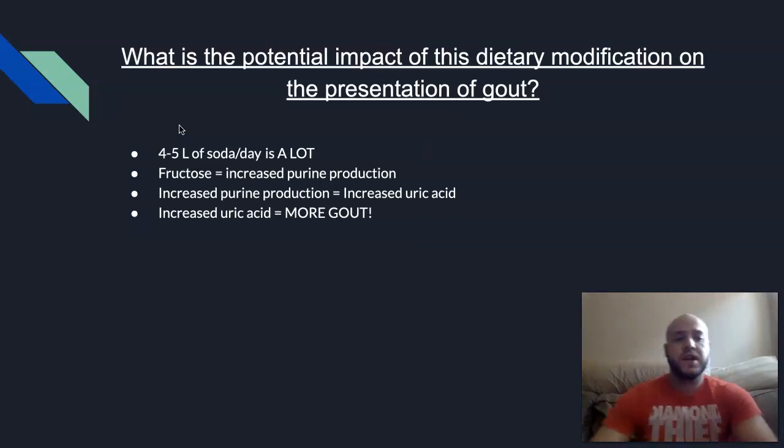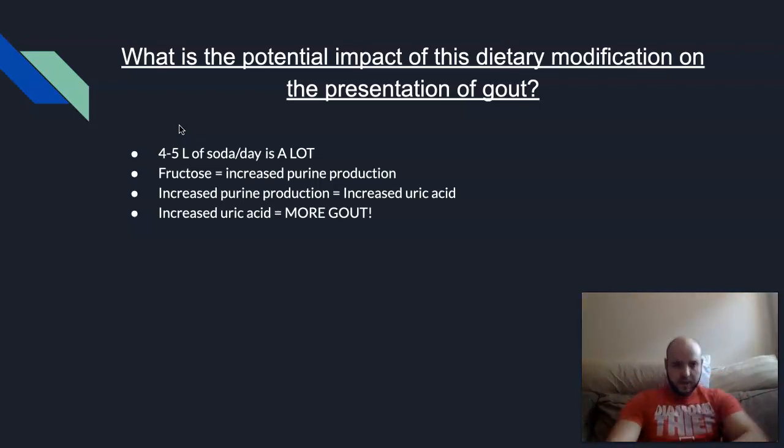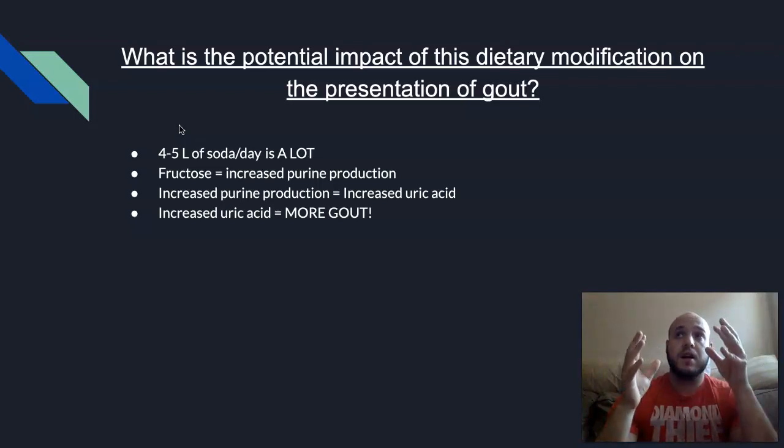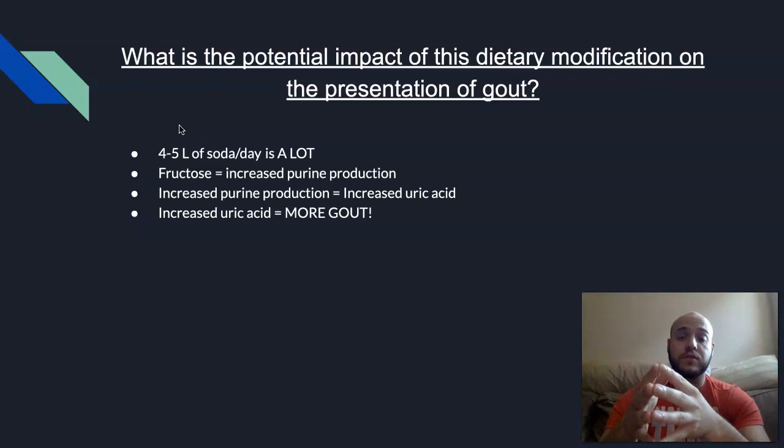The next part of the question is the patient tells us that he was told not to drink fake sugar, so he switched all those diet sodas to regular soda. Now he drinks 4 to 5 liters of soda a day. And so one of the most potential impacts of this dietary modification on the presentation of gout. So to put it quite simply, 4 to 5 liters of soda a day is a lot. You should honestly be drinking 2 to 3, 4 to 5 liters of water a day to be a healthy person. And like I stated, soda has a very high content of high fructose corn syrup.